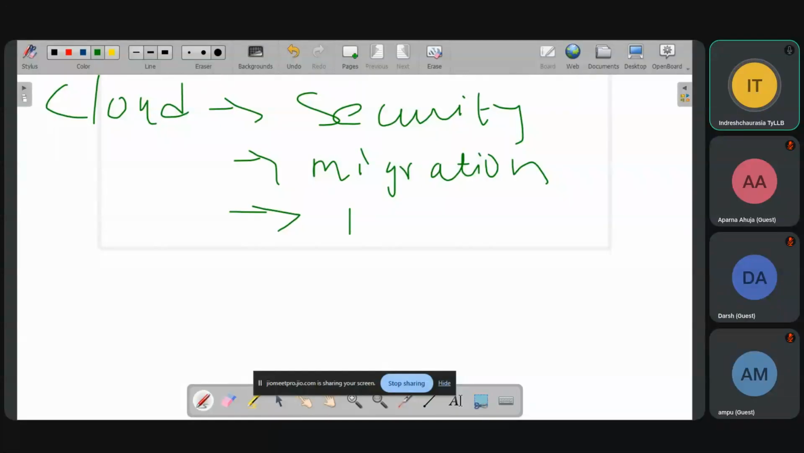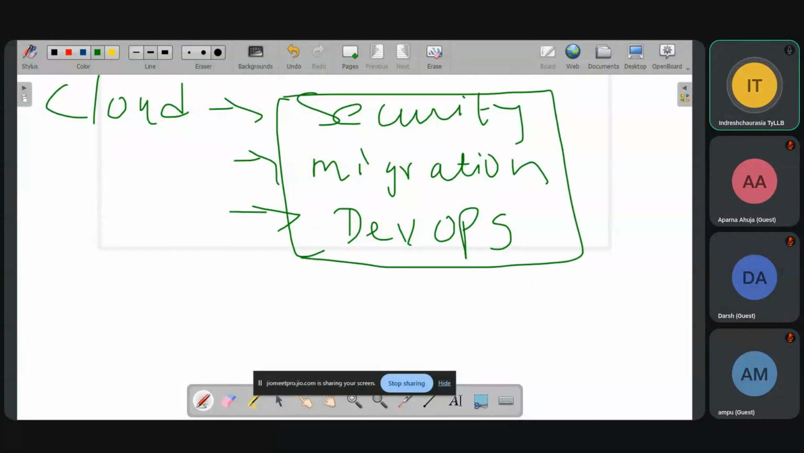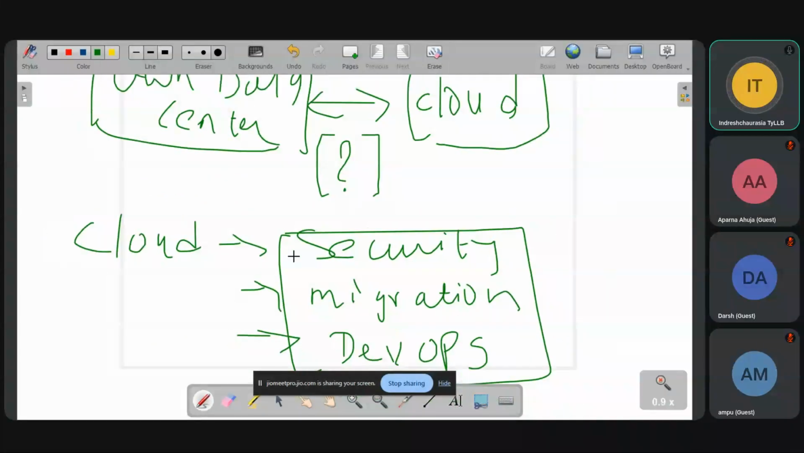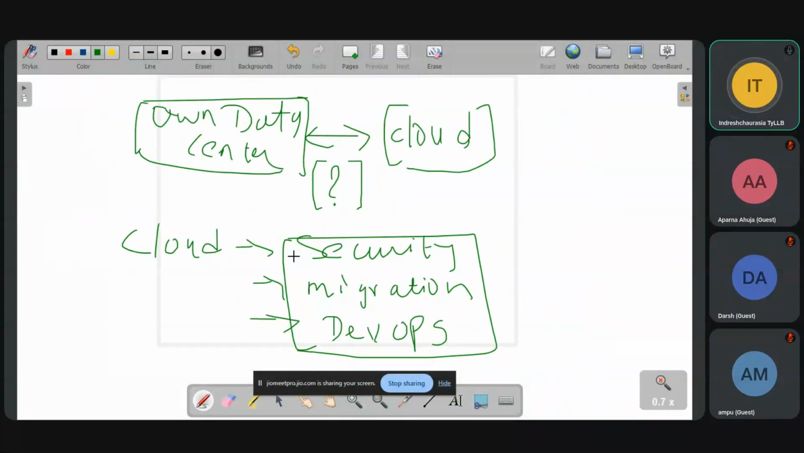Then there are cloud DevOps engineers. These three engineers are currently in demand because every organization, whether small or large, is managing this. If it is a smaller organization or startup, the complete setup is on the cloud. If it is a larger organization, they are joining their own data center with the cloud.